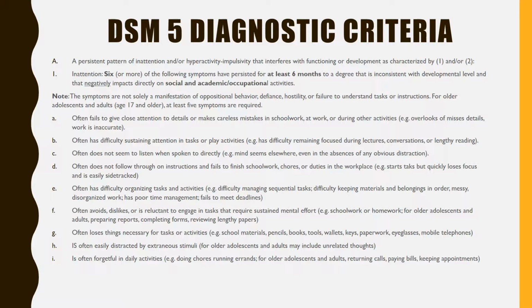If you look back at the top, there's a note there that is actually asking you to rule out other diagnoses when making the ADHD diagnosis. So you want to make sure that what is presenting itself is not oppositional behavior. It's not just defiance or hostility. And really important, it's not failure to understand tasks or instructions. Sometimes children that have learning disabilities can look like kids that have ADHD because they don't understand their tasks, they don't understand what they're doing, therefore they become inattentive as a coping mechanism. So it's really important to rule out those things.